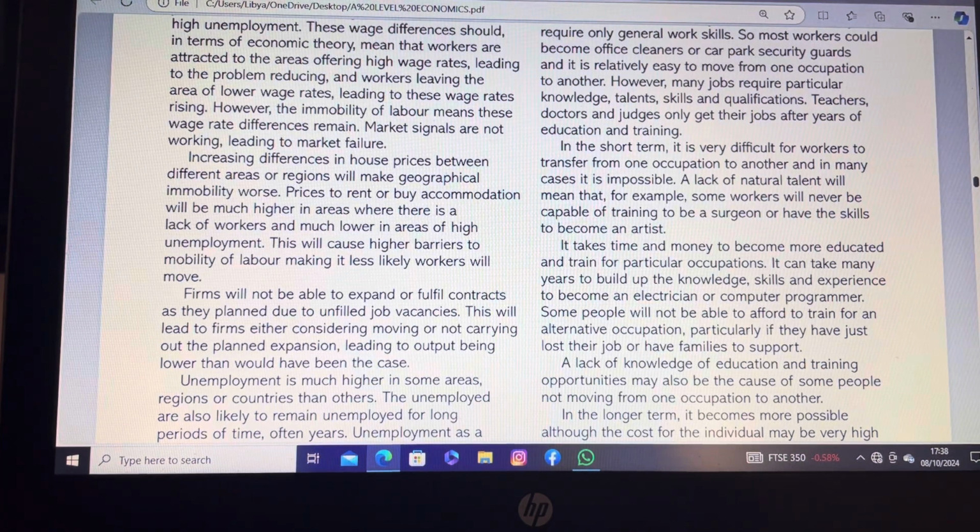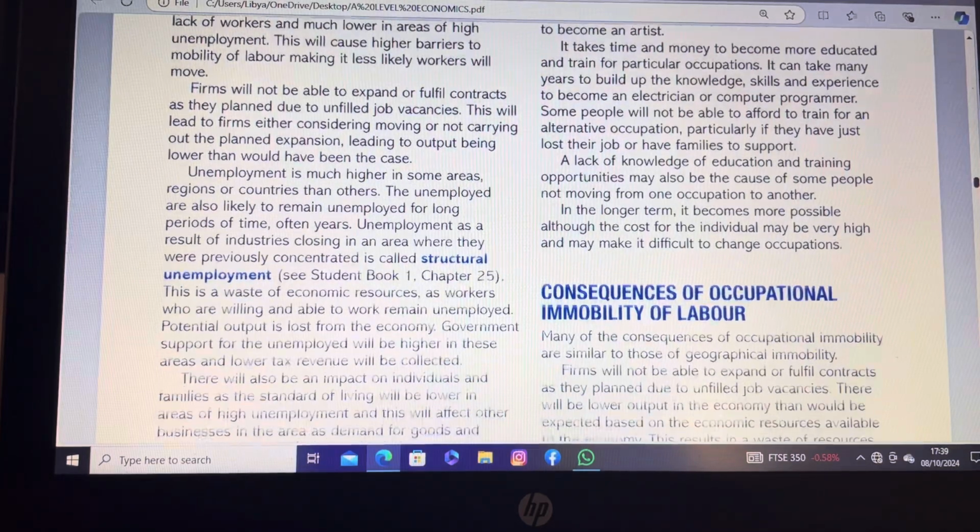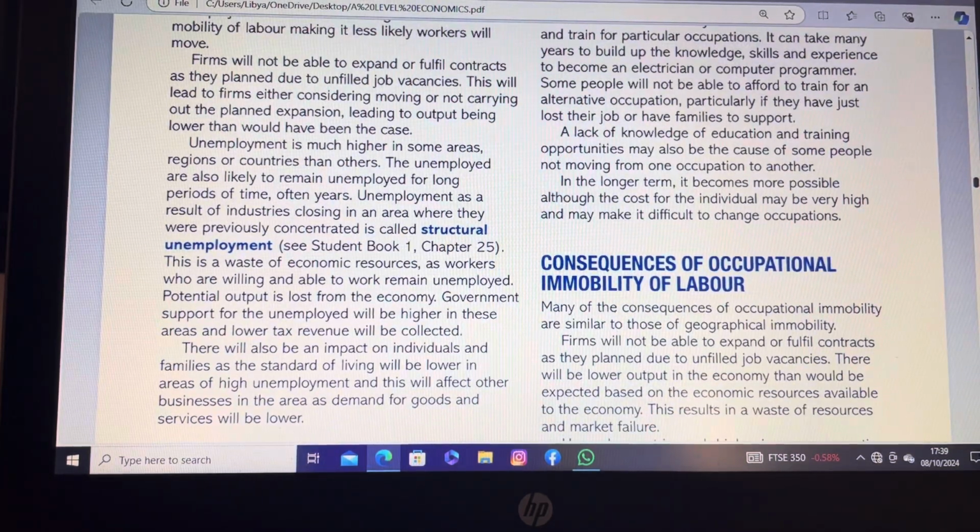Then the next, they say lack of knowledge of education and training opportunities may also be the cause of some people not moving from one occupation to another. Yes, for example, if there was an opportunity for you to undertake vocational training while you were doing your other job and you didn't take it, it's difficult for you to meet up with that job. For example, a teacher can be taking extra lessons to become a doctor, maybe teach during the day and then go in the night and take lessons as a medical doctor, it will be easier for you to switch. But without adequate education on that sector, it will be difficult for you to switch.